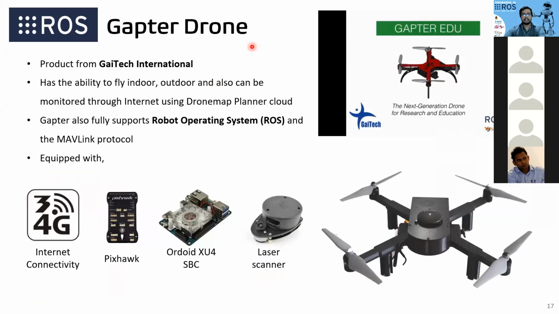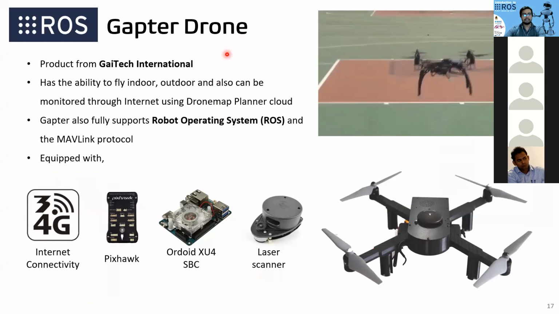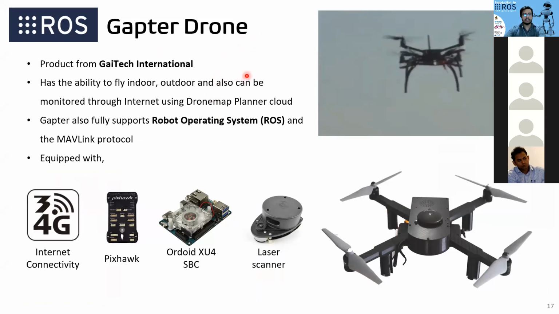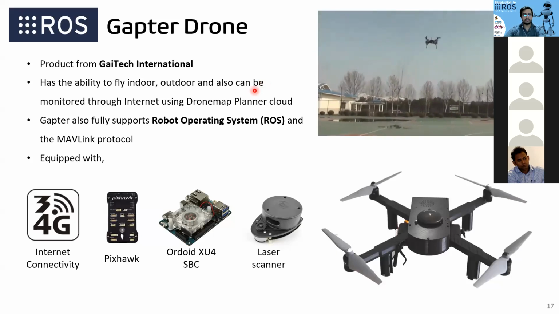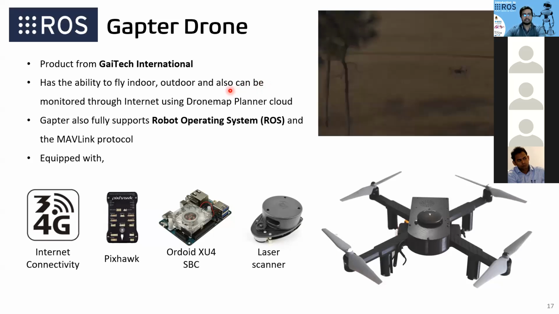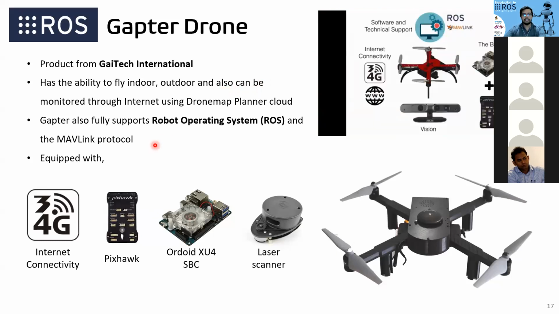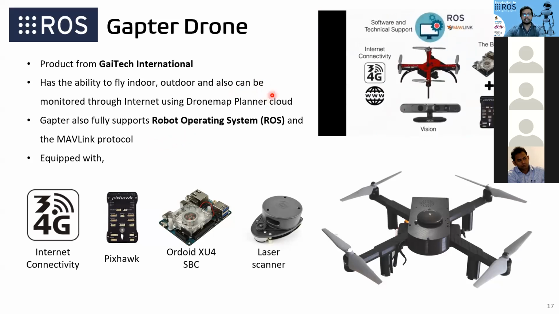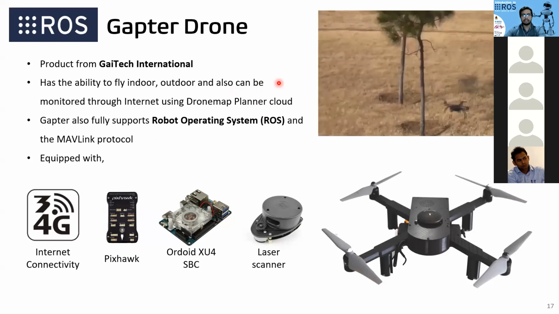So this is the Gaitech drone. It's short for Gaitech Copter, and it is a product by Gaitech International, and it has the ability to fly indoors and outdoors, and can be monitored using the internet. So this is a very exciting project. It's a drone-based project that uses ROS. There's ROS support for this project, and it's equipped with Pixhawk, Odroid, and laser scan. It also has 4G internet connectivity. So that's another amazing application, a drone that supports ROS. So we'll watch the video a bit more.